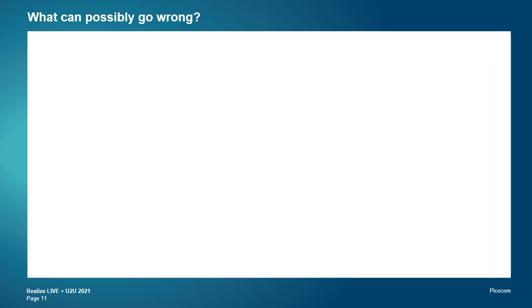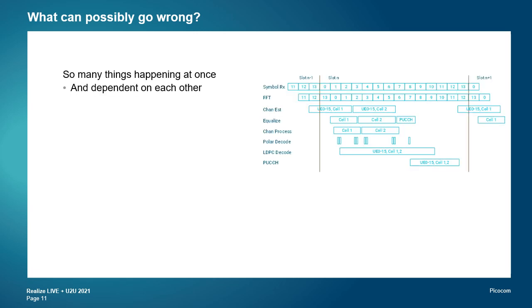So, what could possibly go wrong? Well, there were some clues in the previous slide. There are so many things happening all at the same time. There are dozens of individual processors and hardware accelerator blocks in this system, and they're all dependent upon each other, even if they're not supposed to be dependent on each other, as they're all sharing the same NOC.